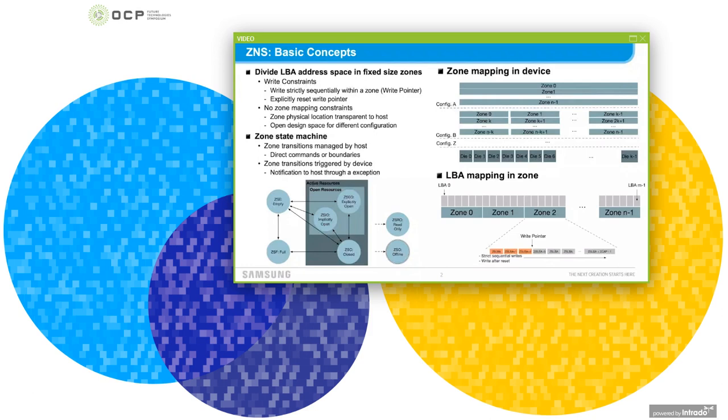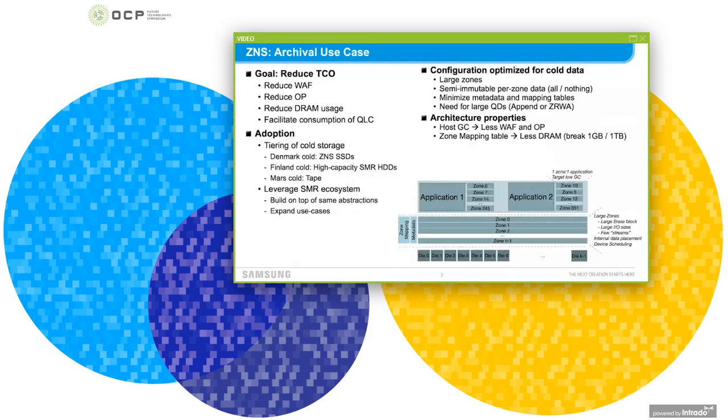So let's look at two use cases and how the way zones are mapped can have a big impact on how ZNS can be used. The first use case, and the most obvious one, is archival. Here ZNS presents a good way to consume high density NAND like QLC, as it helps to further reduce the total cost of ownership of the SSD.